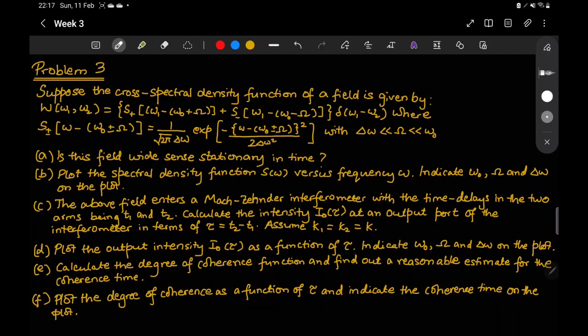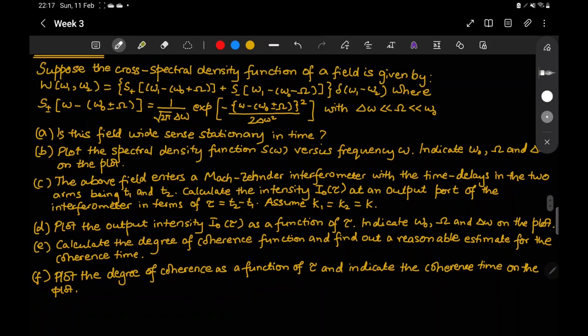Then part D asks us to plot the output intensity I naught of tau as a function of tau and indicate omega naught, omega and delta omega on the plot. Part E, calculate the degree of coherence function and find a reasonable estimate for the coherence time. And finally, part F, plot the degree of coherence as a function of tau and indicate the coherence time on the plot. So a similar question as earlier, in the sense that we are supposed to find out whether it is wide sense stationary or not, the degree of coherence and coherence time and intensities.